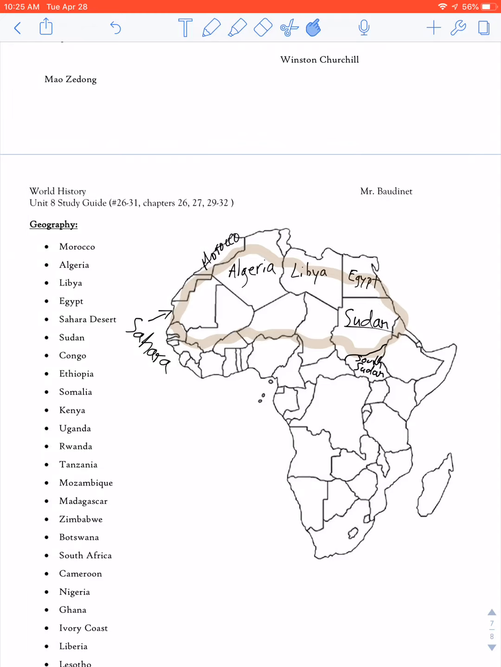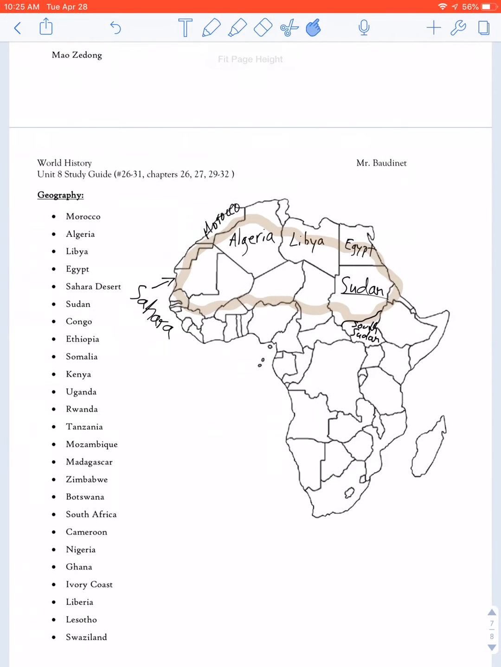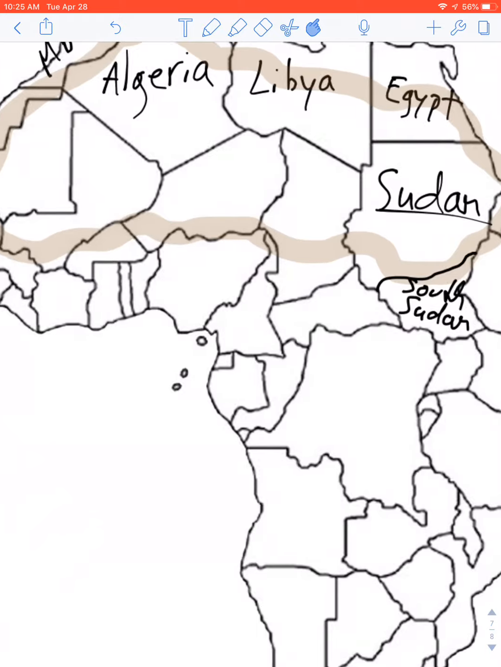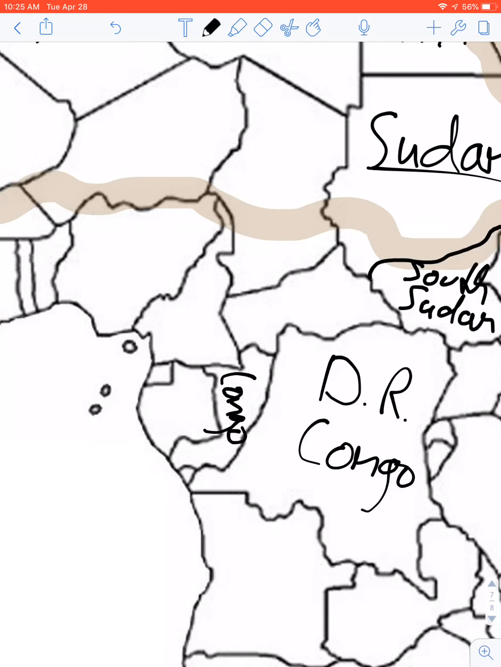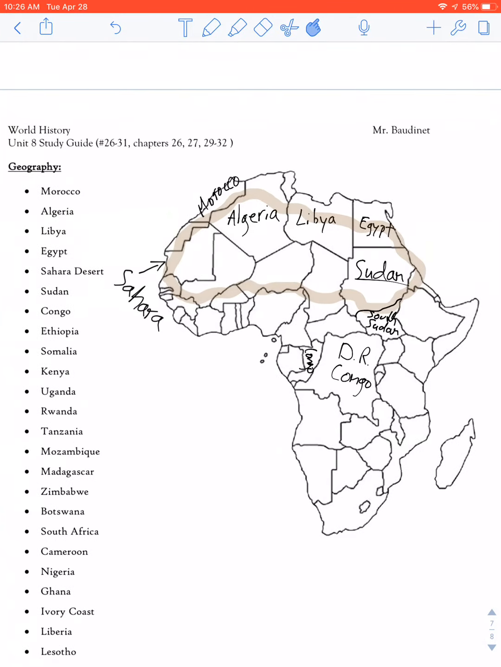Then we have the Congo. I like to refer to this one as the smaller Congo, because right here is the Congo. This big guy right here, that's the Democratic Republic of the Congo, DR Congo. The small guy on the side is just known as the Congo, and then its larger big brother is the Democratic Republic of the Congo. Let's label both of them on the map.